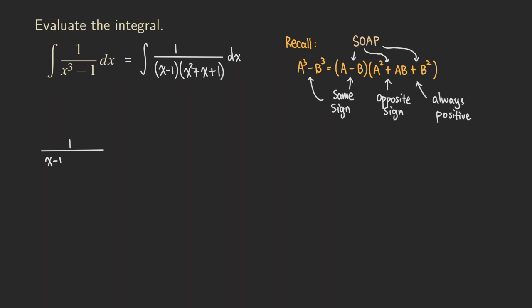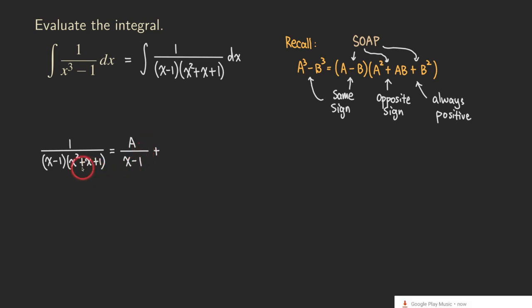Then you're going to be getting x minus 1. Then we have x squared plus x plus 1. And then we can write it as, so as you can see, this x minus 1 is a linear factor, so we are just going to put a single constant on top of that, right? So you're just going to get, let's just use a. So a over x minus 1, and then plus.